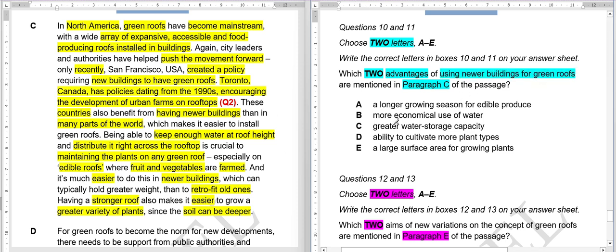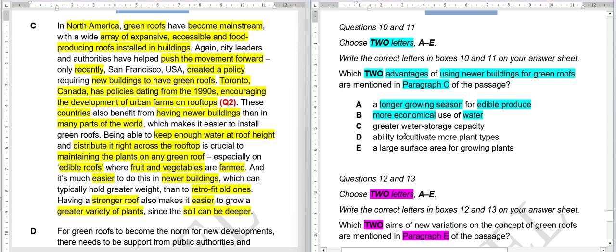A, a longer growing season for edible produce. So there is a longer season for edible produce. Produce means fruits and vegetables. If you pronounce it as produce, with the emphasis on the second syllable, you are producing something, making something. But if you emphasize the first syllable, produce, we are talking about fruits and vegetables. B, more economical use of water. If we're talking about using water more economically, then B will be our answer.